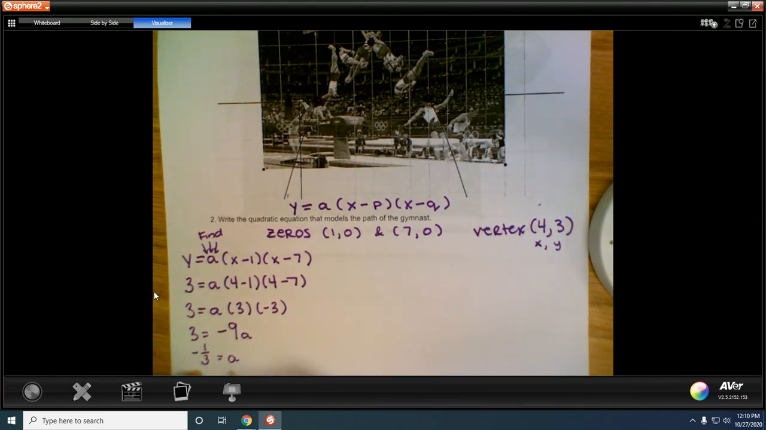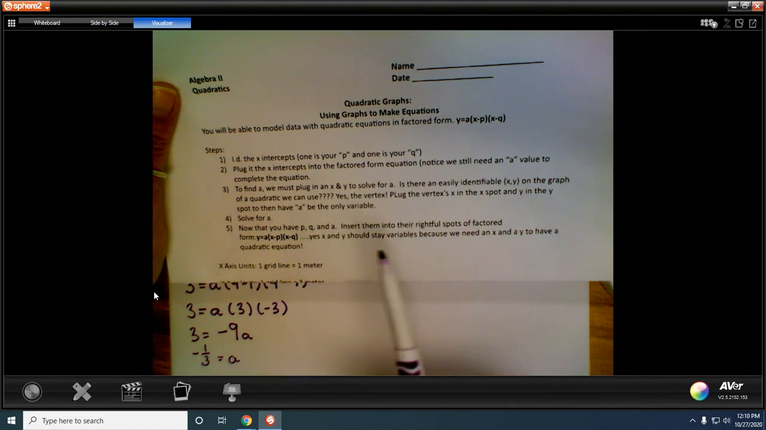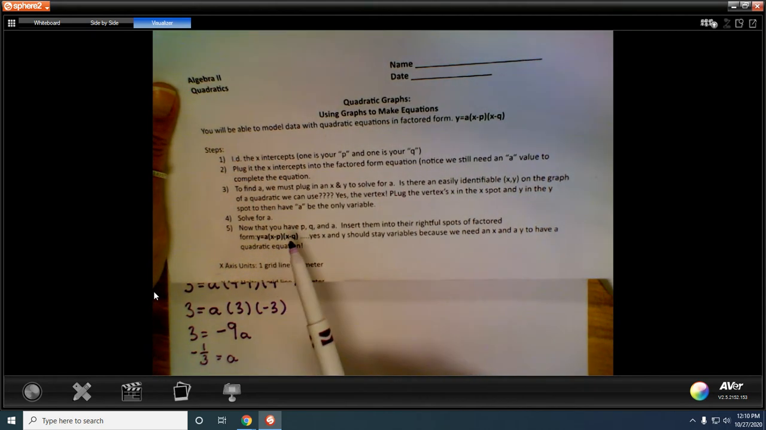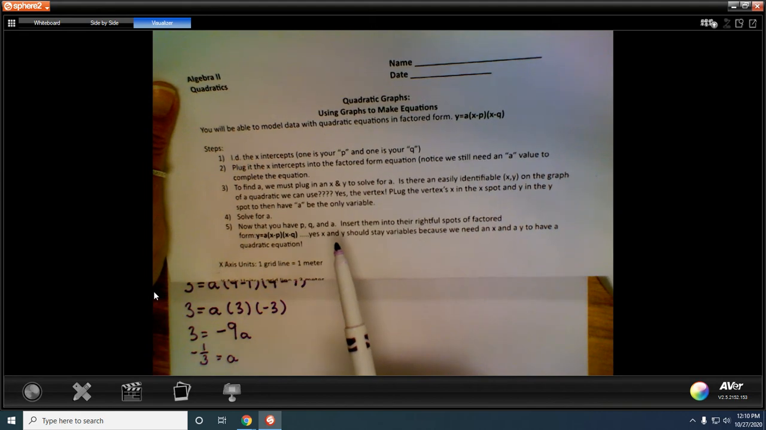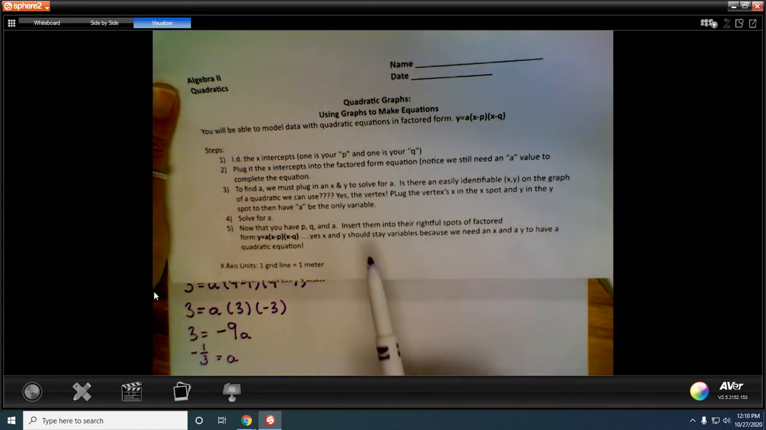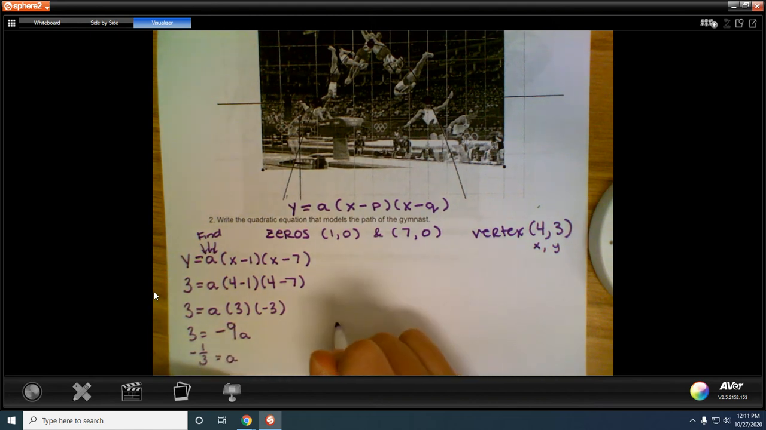So now we found our a. And according to our last step, we now have a p, a q, and an a. So we're going to insert them in their rightful spots of the factored form. Again, yes, x and y should stay variables because we need an x and a y to have a quadratic equation. The only reason why we filled in x and y's here was so we could find what a was. But in the end, our equation should always have a y and an x.